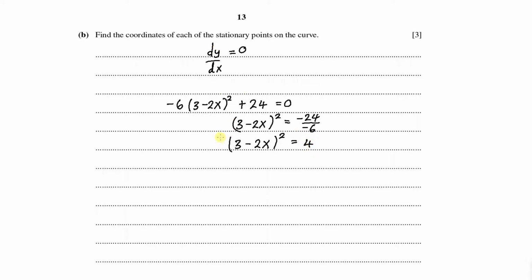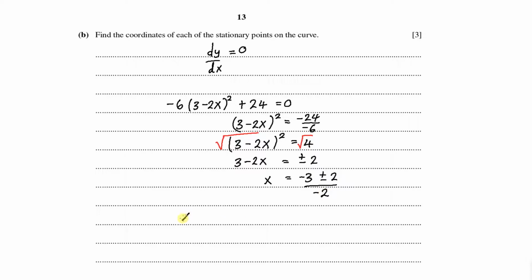From here, I'll square root both sides. So square root for that side and square root for this side. So I'll be having 3 minus 2x is equal to plus or minus 2. So I can actually solve for x from here, and I'll get x is equal to minus 3 plus or minus 2, all divided by minus 2.